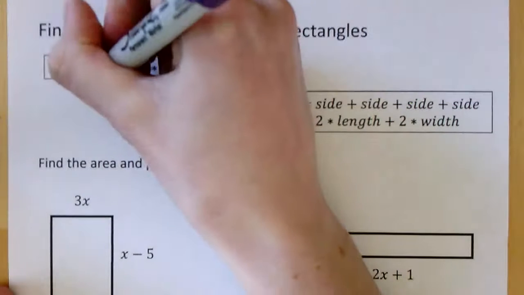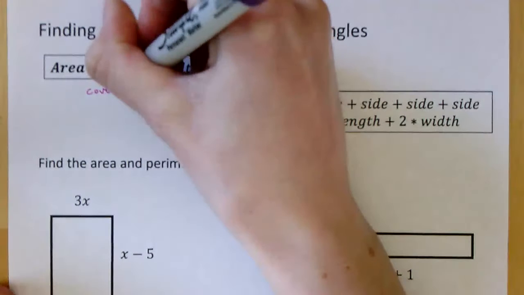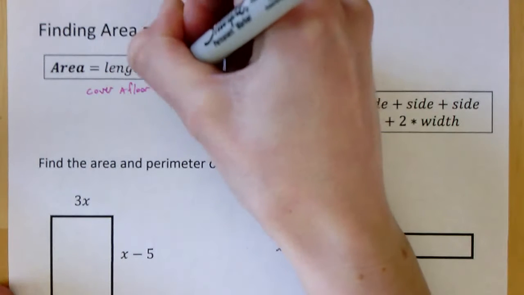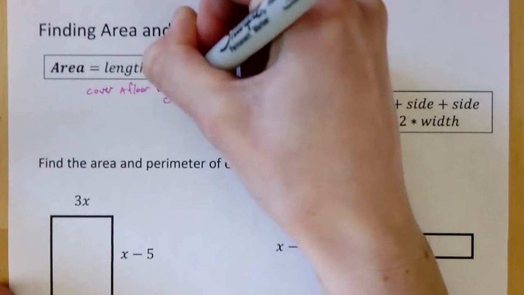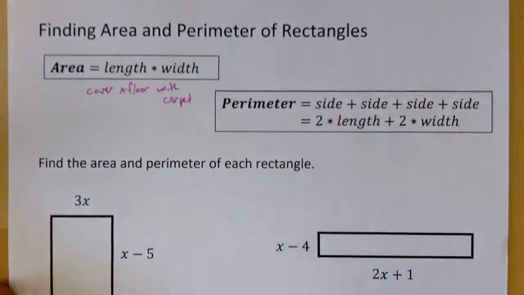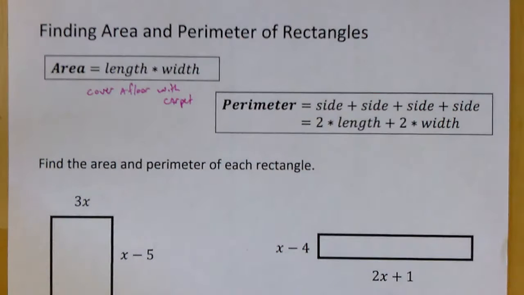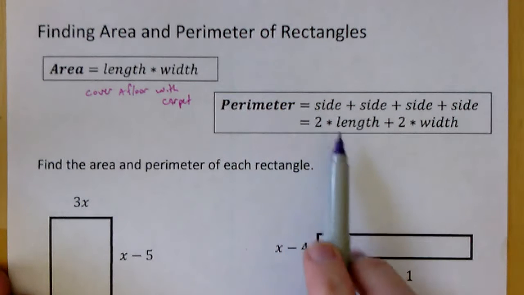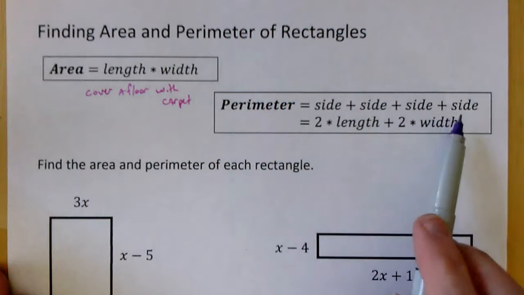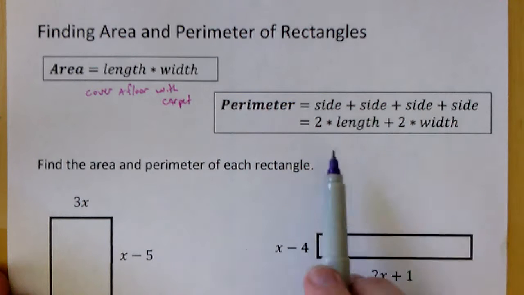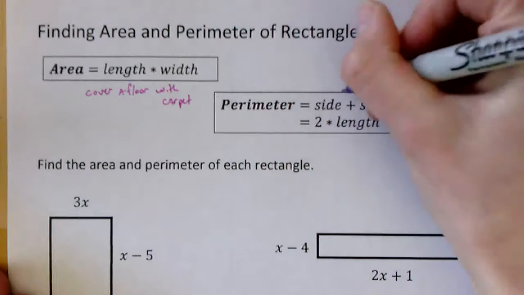Area is how much total space there is. So this would be like if you want to cover a floor with carpeting. You would want to know how much area there is. Okay, so that's kind of the whole area versus perimeter. Perimeter is when you add up all the side lengths of your rectangle. And that's like if you want to build a fence.